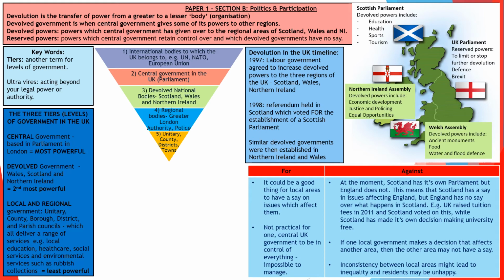Arguments against devolution would be things like how Scotland has its own parliament, but England doesn't. England doesn't have its own parliament, it has central government for the whole UK. Scotland participates in votes in the central government, in Parliament in London, but they also have their own Parliament in Scotland where they can vote on decisions. And they can vote in different ways. So, for example, when the UK raised tuition fees in 2011, Scotland voted on this, but then also Scotland was allowed to return to its own Parliament and make its own decisions on university tuition fees and also made them free. So if one local government makes a decision, it can affect another area.